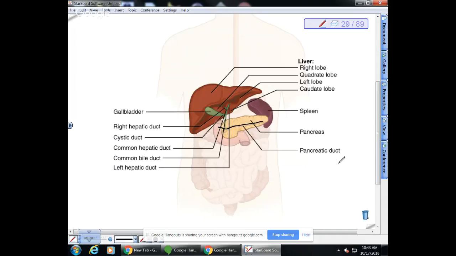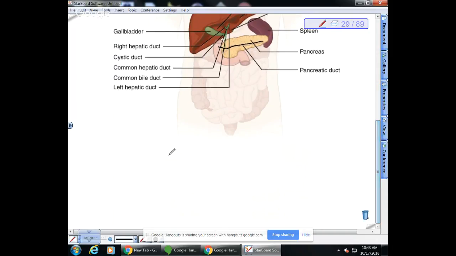Now you'll also notice that we have the gallbladder connected to the duodenum. And so that is another type of digestion. The gallbladder stores bile that is produced in the liver.